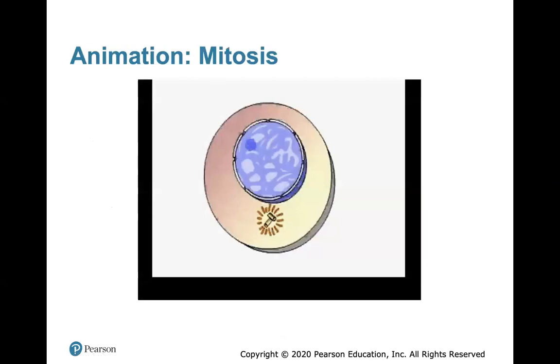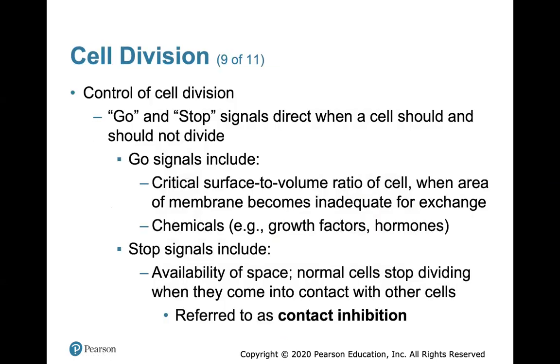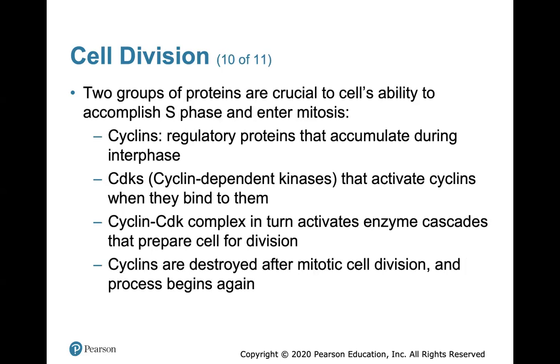Great animation on mitosis. Cell division is easily controlled by go and stop signals, and these are important to ensure that the cell divides when it's supposed to. Different chemicals can be a go signal, like a growth factor or a hormone, and stop signals can be if there's enough space for it, like contact inhibition.